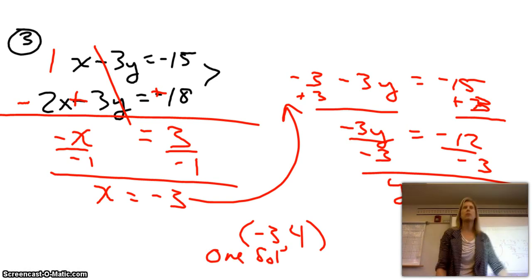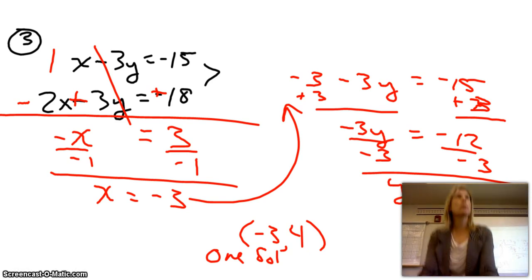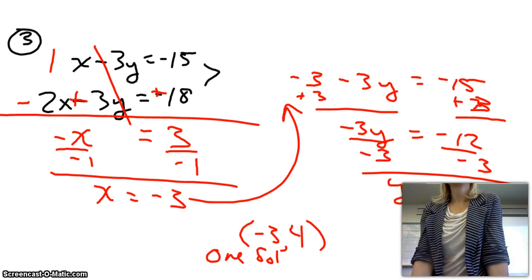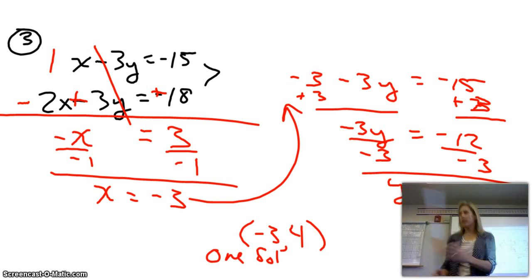Okay, so when you have one solution, you have one solution, and you're happy. What type of lines were these? These were intersecting. They just had one solution.